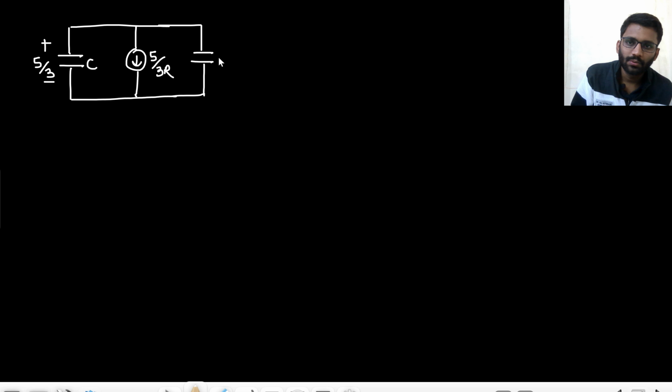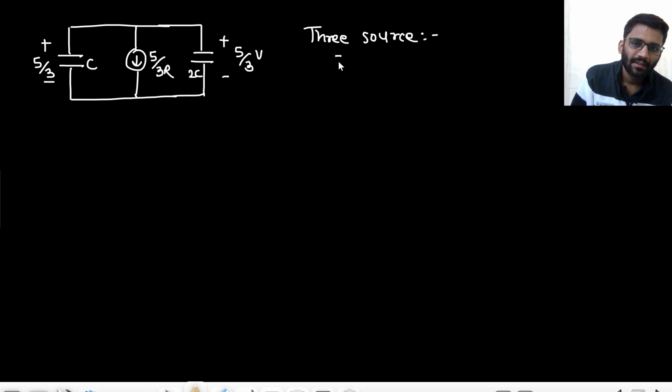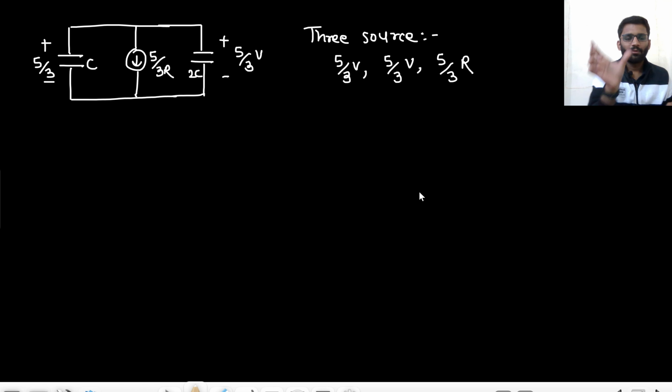Okay, and this 2C is charged to 5 by 3. So there are three energy sources: 5 by 3 volt, 5 by 3 volt and 5 by 3R. Now by watching the circuit, can you tell me which sources will result in zero current?